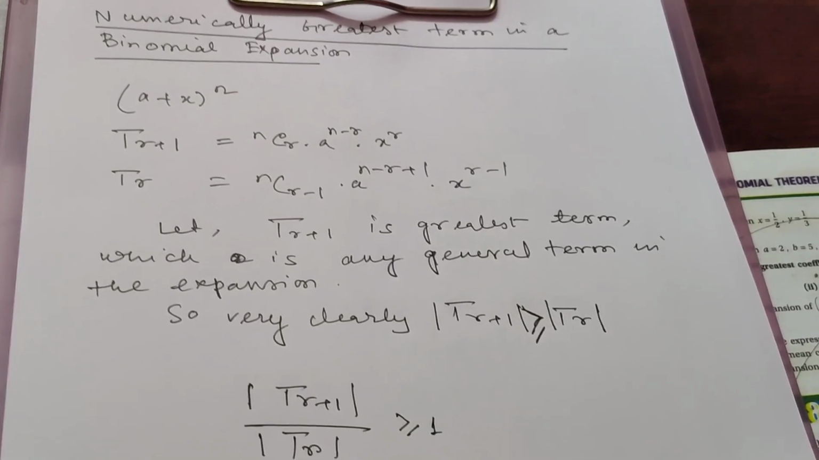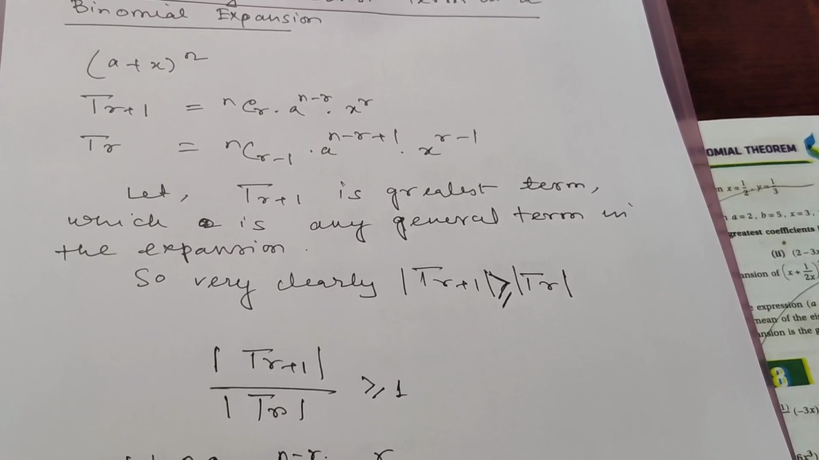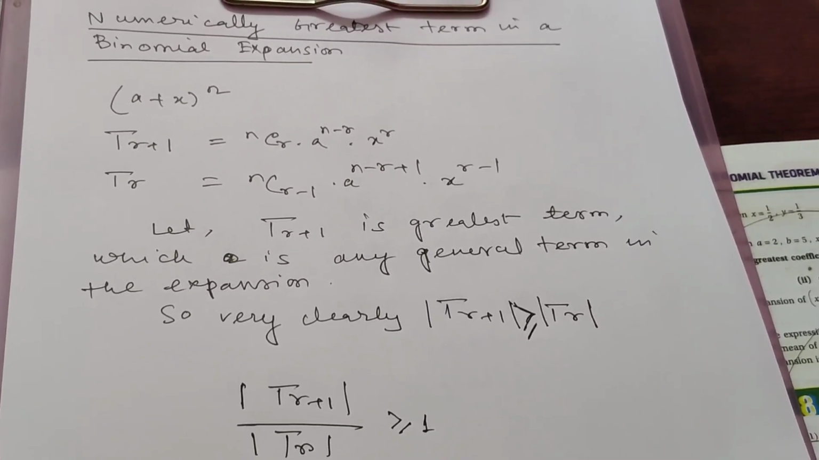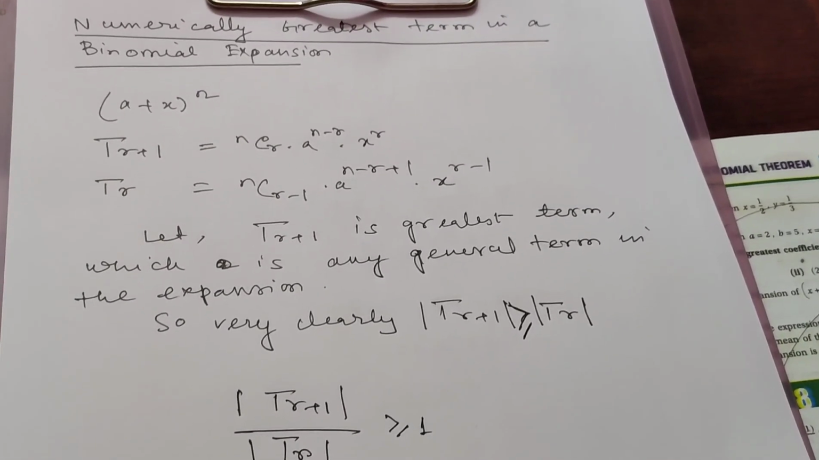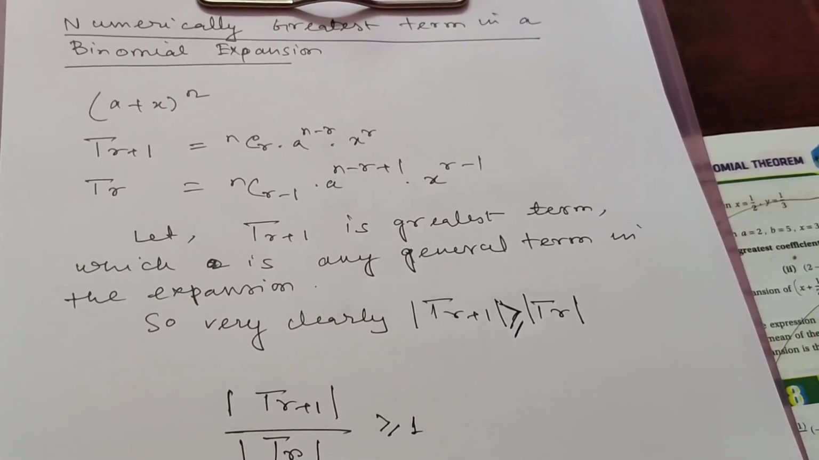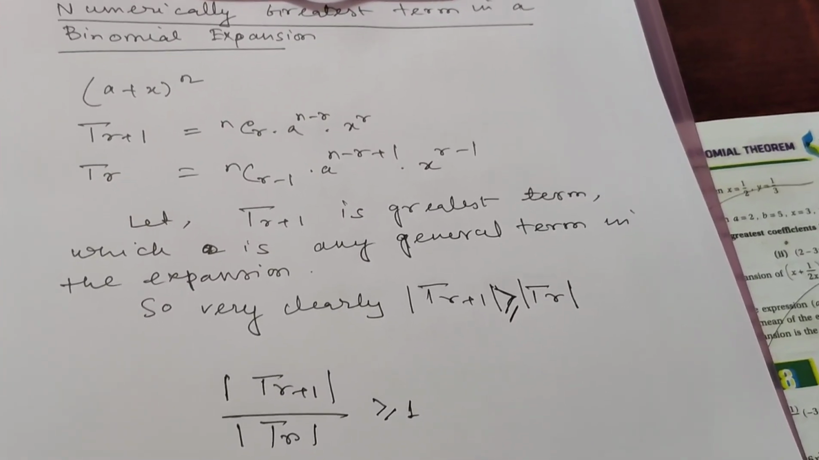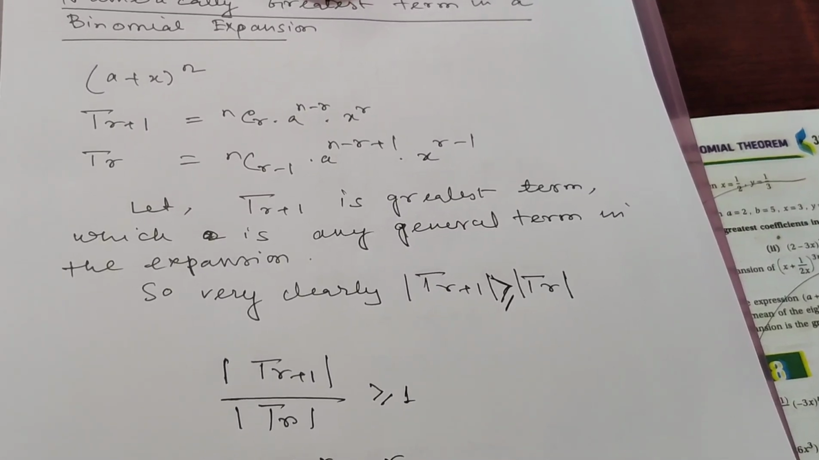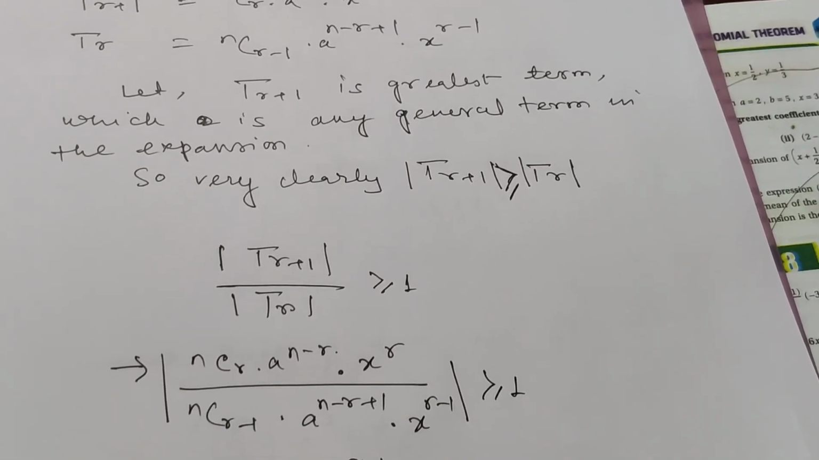Why equal? Because in some expansions, depending on the value of x, there may be two equal terms which are greatest. So that's why we have considered greater than or equal to, not only greater. And why did we put modulus signs? Because we are taking the numerical value only. So mod of t(r+1) greater than or equal to mod of t(r) means mod of t(r+1) by mod of t(r) greater than or equal to 1.